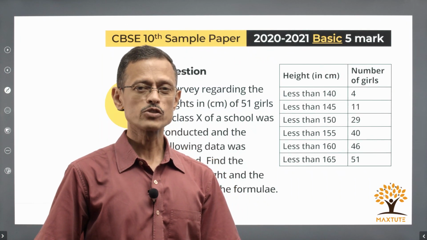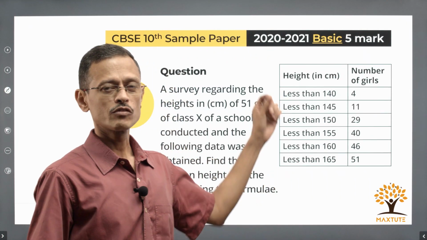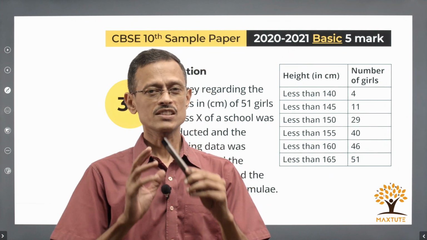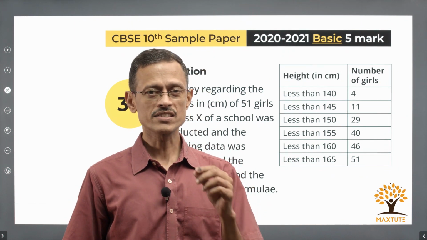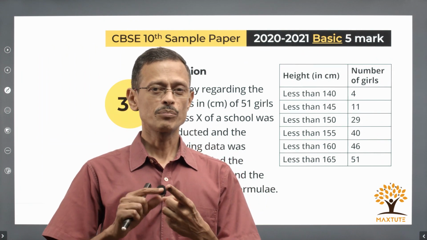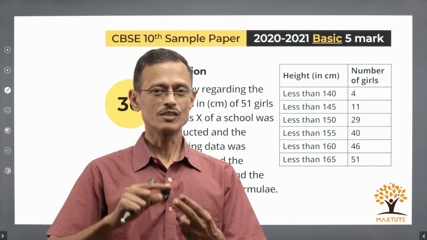CBSE Class 10 Math video solution to the sample paper given by the board for the board examination to be conducted in 2021. This is a basic version of the paper. The last question in the sample question paper is a statistics question, a 5-mark question. We'll have to compute two things. We need to compute the median and, second, the mean.